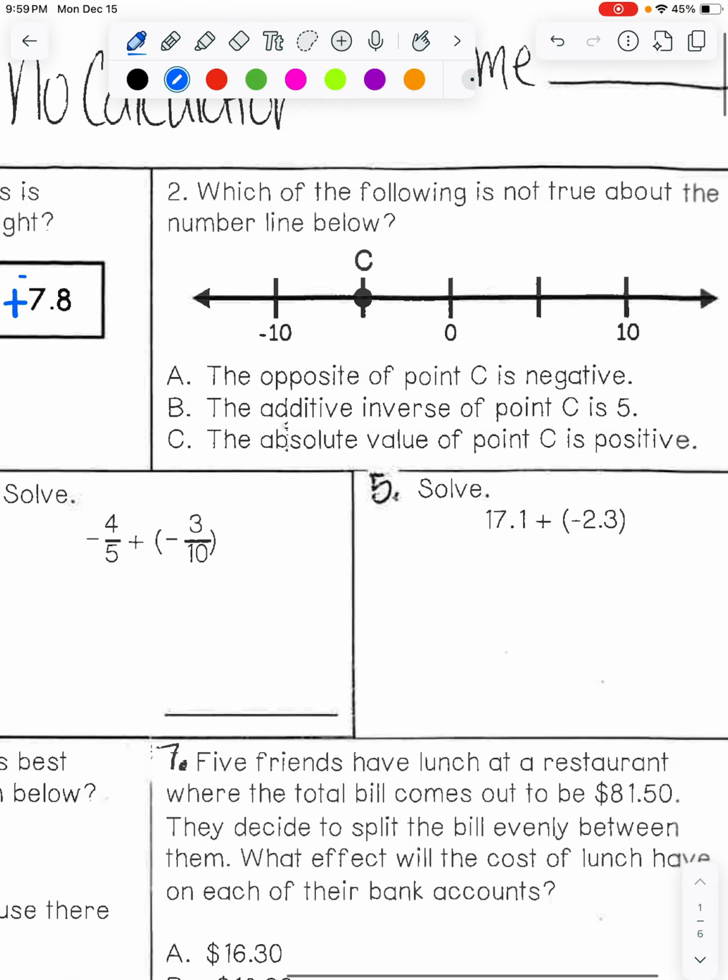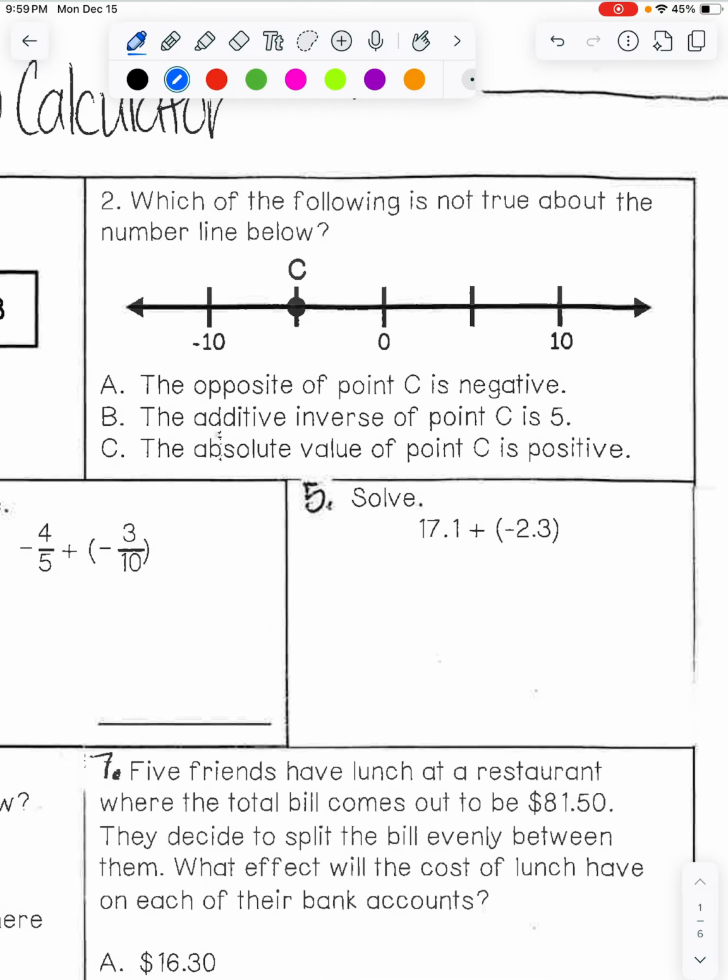Number two, which of the following is not true about the number line? I can see here, C looks like it's about at -5, between 0 and -10. So again, we're looking for the one that is not true. So make sure and read that carefully. On this one, we can see that A is the correct answer here. The opposite of point C is negative. The opposite would be a +5. So it's already negative. That is definitely not a true statement. Number two.